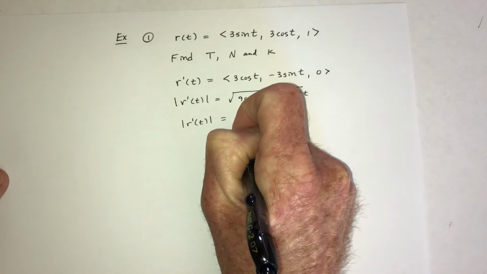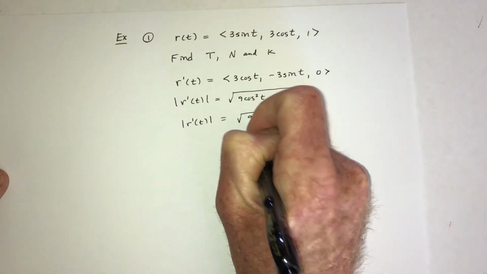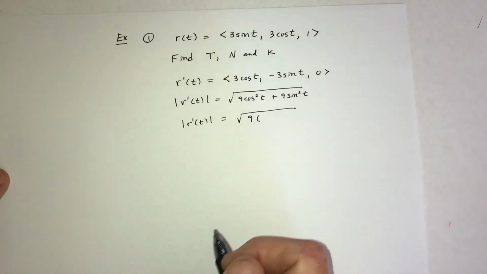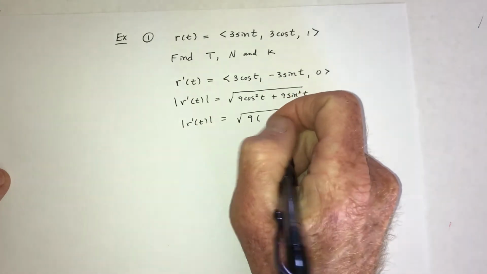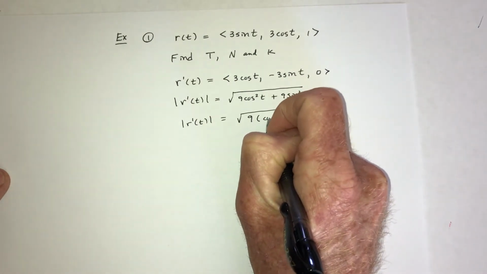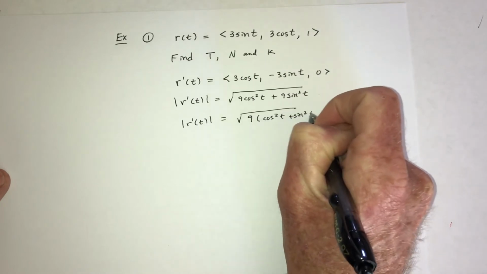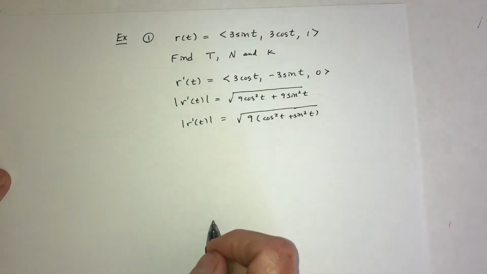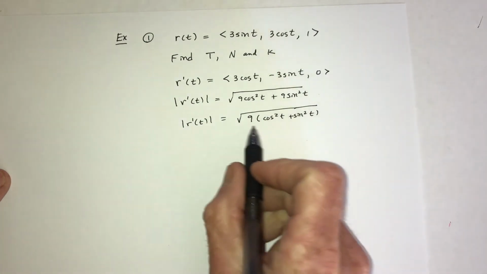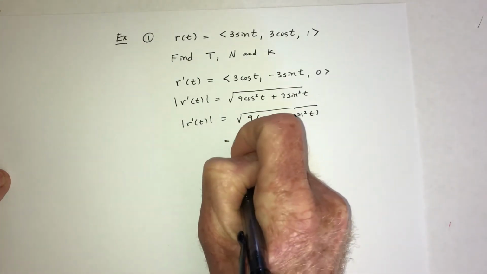So with this, I could factor out the 9. So this is what I was saying without writing it down just a moment ago. And factor out the 9, and then it's going to leave cosine squared plus sine squared, and then this is going to equal 1. So square root of 9 is 3.